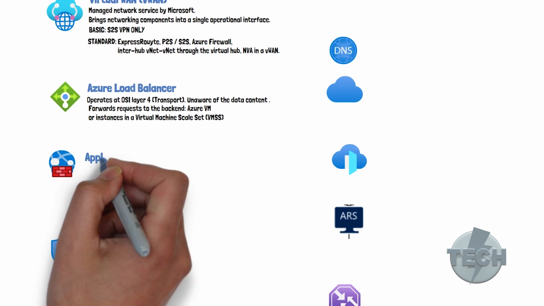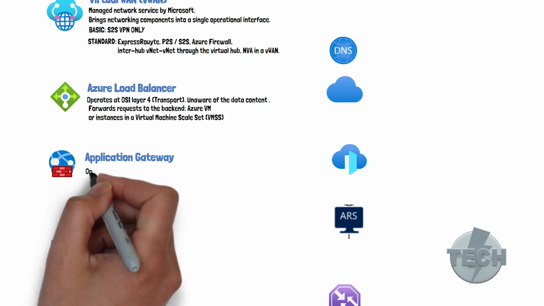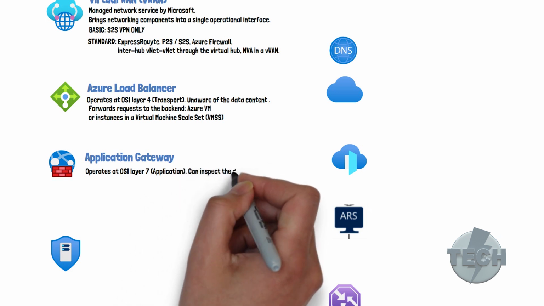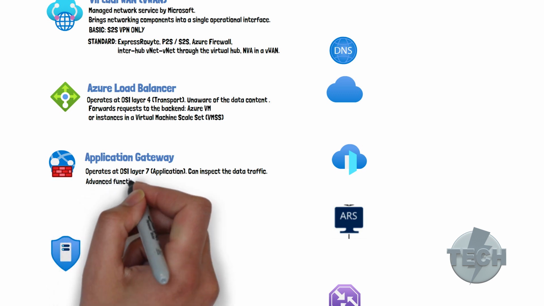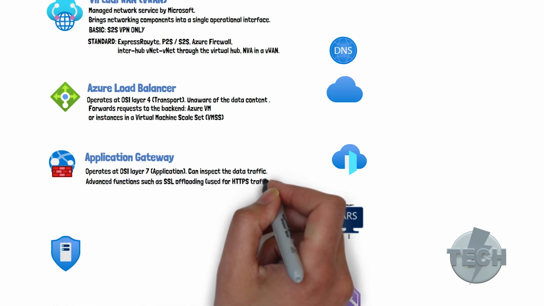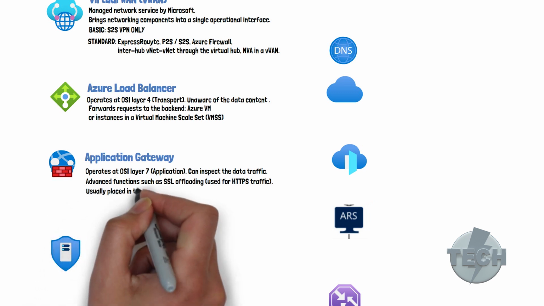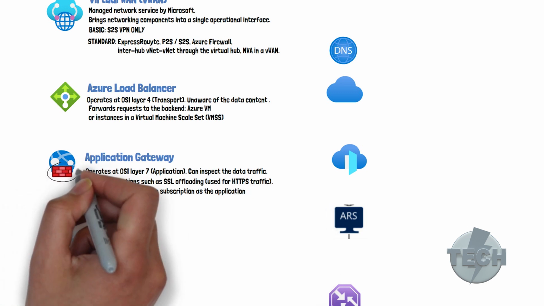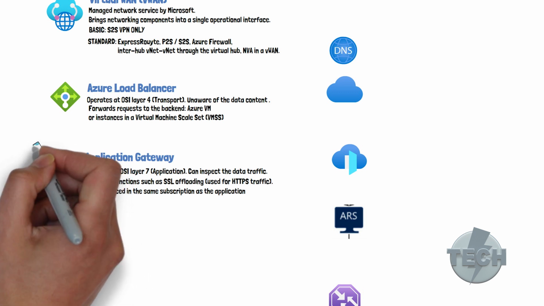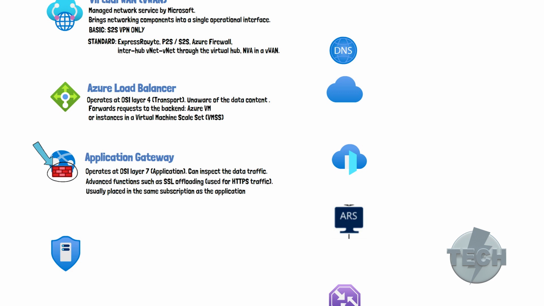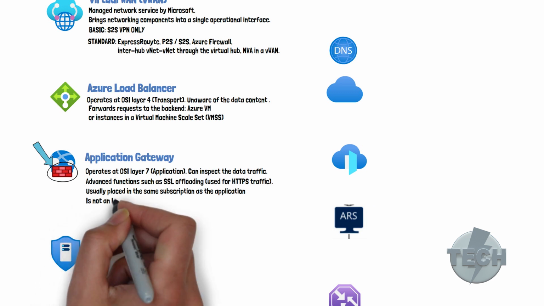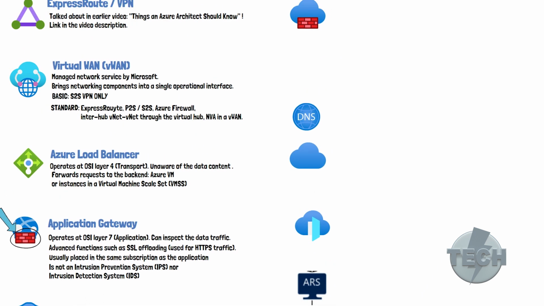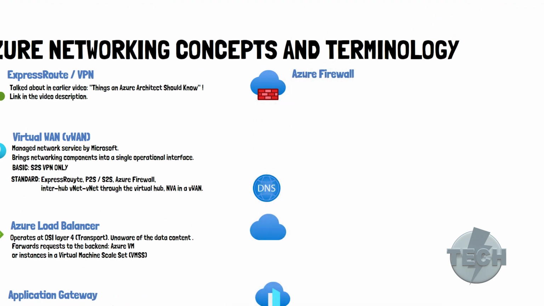Now onto the Application Gateway, which, unlike the load balancer, operates at Layer 7, the application layer. This means that it can actually inspect the traffic and perform advanced functions, such as SSL offloading, and be used for HTTPS traffic. These are usually placed in the same subscriptions as the applications themselves. Combined with the Web Application Firewall, WAF, you can route incoming traffic from the scary internet directly to the application gateway. Be aware that, strictly speaking, the application gateway is not an IPS intrusion prevention system, nor does it perform as an intrusion detection system, IDS.